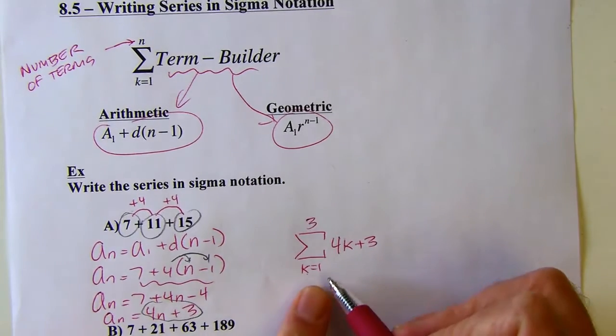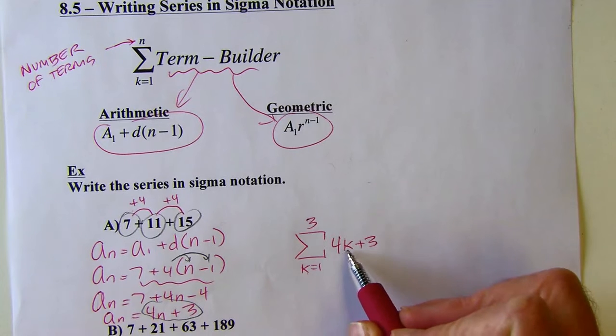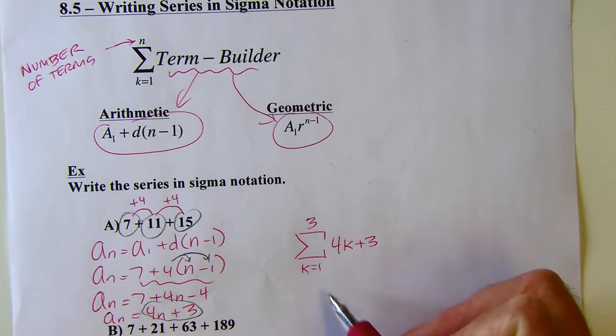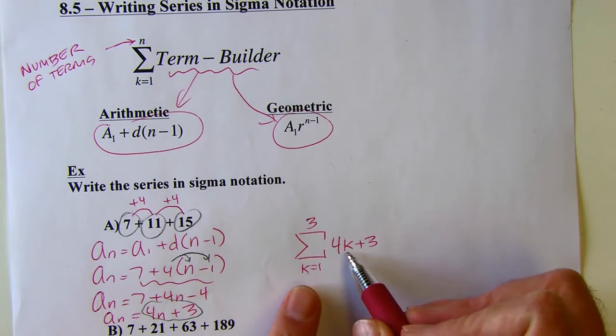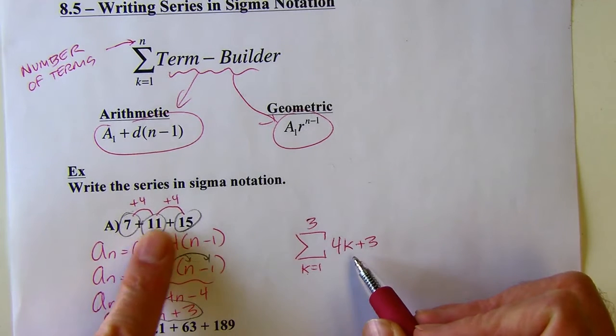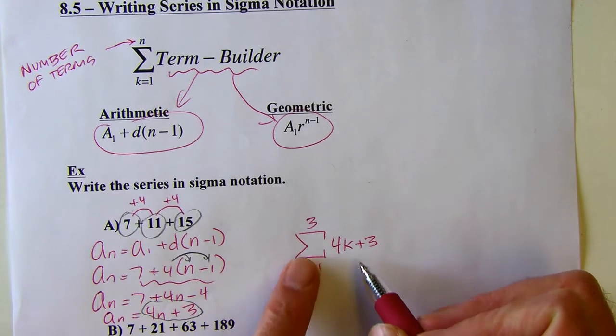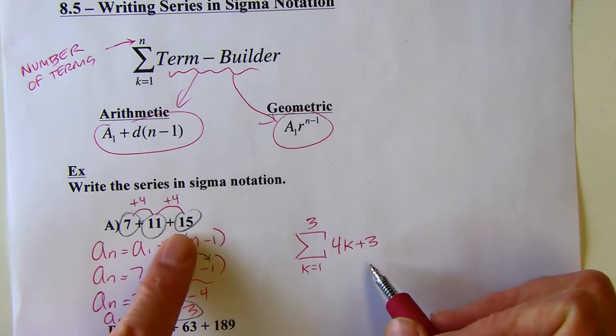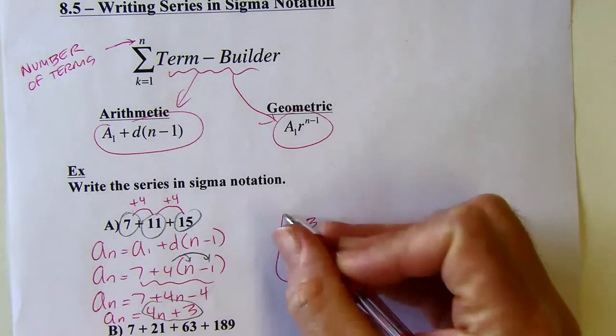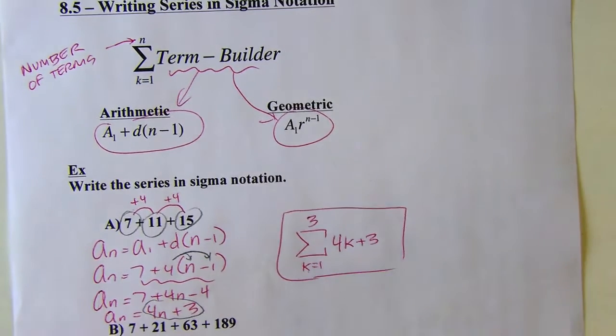And you can always test it out. Plug in a 1: you get 4 times 1 plus 3, which is 7. If I plug in a 2, I'd get 4 times 2 plus 3, that'd be 8 plus 3, which is 11. That works out, right? And if you plug in 3, it'd be 12 plus 3, which is 15. So hey, it works out. So there's my sigma notation of that series.